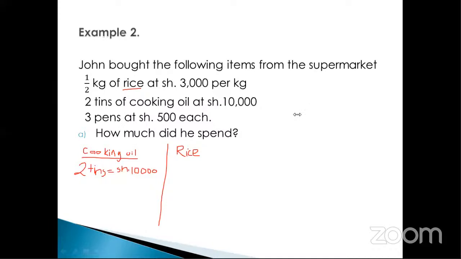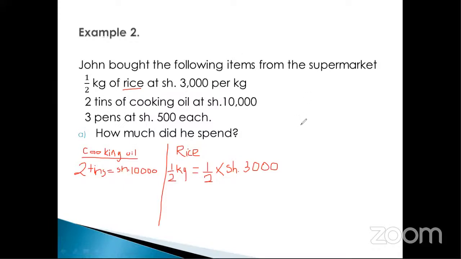Yes, teacher. How do we get now a half kilogram of rice? So we are going to multiply a half by 3,000 shillings. That is what we are going to do. We are going to multiply a half times 3,000 shillings, like this.